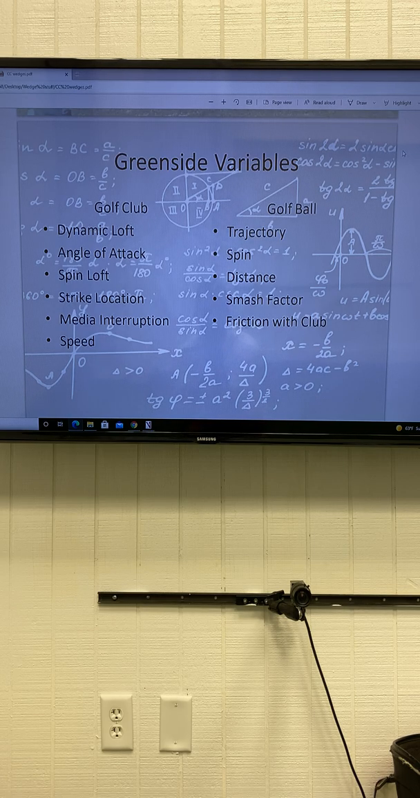I'm not sure how familiar you are with some of the TrackMan terms, but the spin loft is basically the difference between loft at impact and angle of attack. So how much angle is between those two things. Strike location, and then media interruption would just basically be grass or water or sand between our ball and club, and then club head speed. So those are the things we're considering with the golf club.